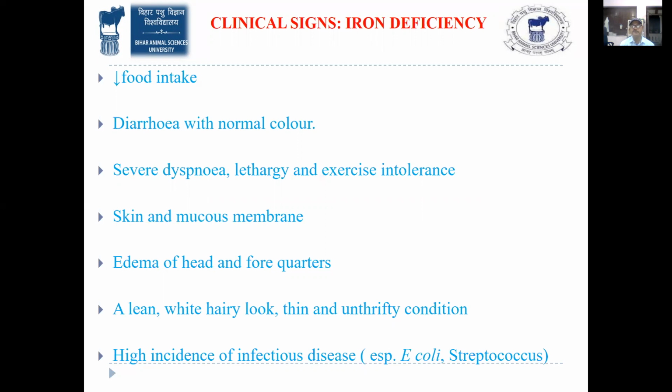Clinical signs of iron deficiency exhibited with decreased food intake, diarrhea with normal color, severe dyspnea, lethargy, and exercise intolerance. Skin and mucous membranes are pale and often quite yellow in white pigs. Edema of the head and forequarters leads to a puffed up appearance, and they die quickly. A lean, white, hairy look, thin and unthrifty condition, sudden death or recovery, and a high incidence of infectious disease, especially infections of E. coli and streptococcus, are associated with iron deficiency.